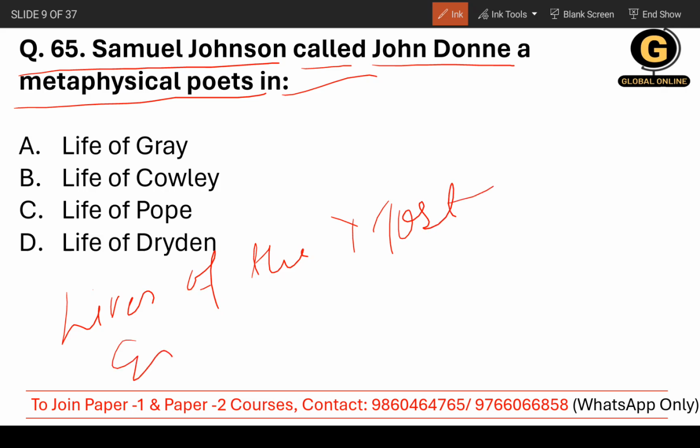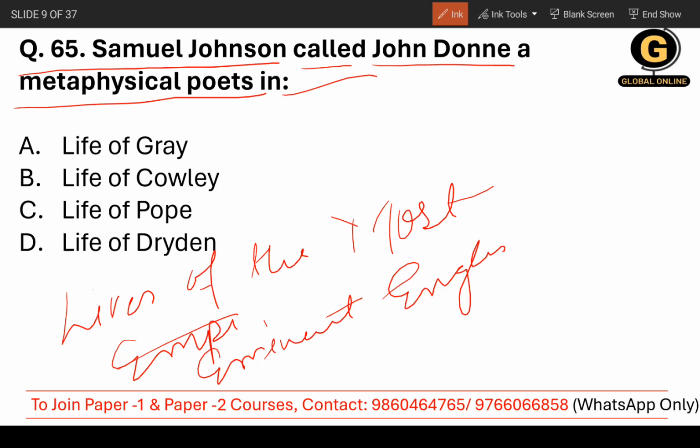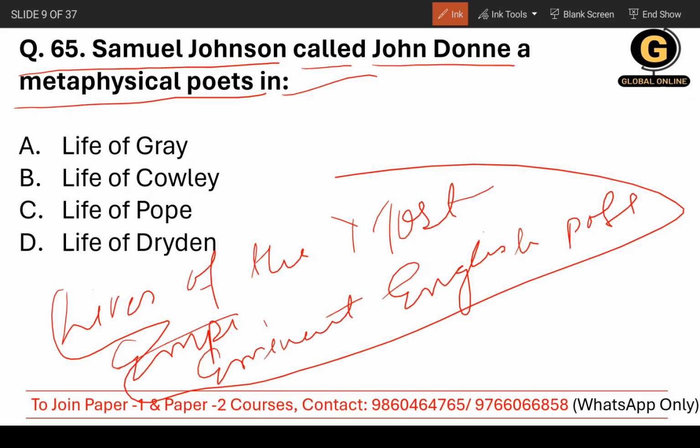Eminent English Poets. Okay, this is the whole title, the book's title. But the chapter was Life of Cowley, Abraham Cowley. The Life of Gray, no. Life of Pope, no. Life of Dryden, of course not.